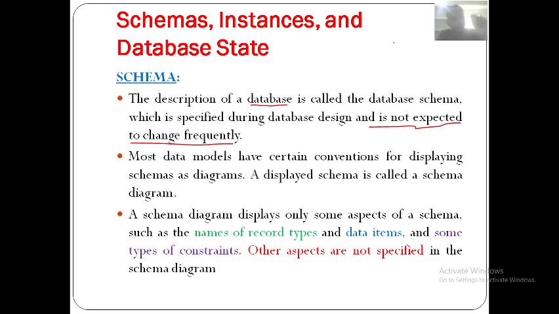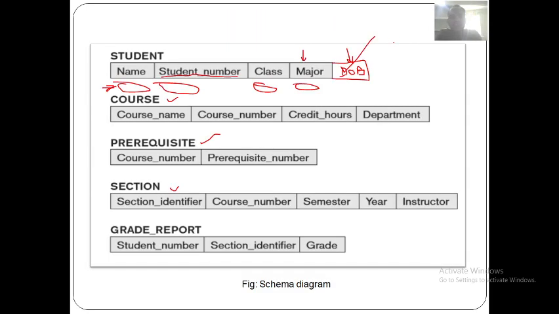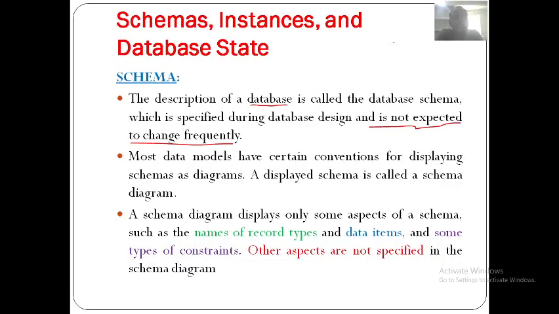Now, most data models have certain conventions for displaying schemas as diagrams. Displayed schemas are called schema diagrams. This is an example. These are the schema diagrams. This is how you can represent. Some will give you a different format, but this is a standard format which we are following. Now, a schema diagram displays only some aspects of the schema. See here now.